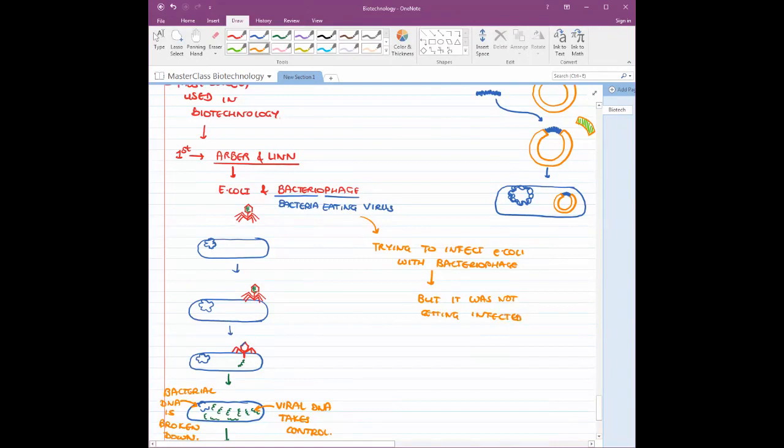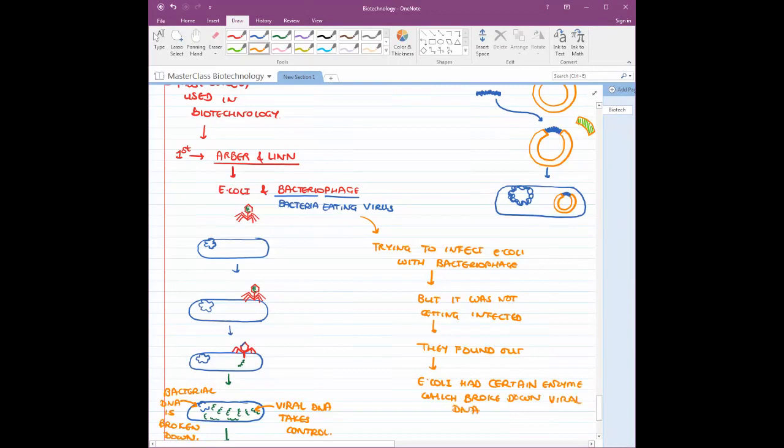So they were thinking, oh my God, there is some problem with the E. coli. Why is it not being infected? Because throughout their entire experiments, it was happening with other E. coli varieties. So they said, okay, let's try to analyze this E. coli. They opened up this E. coli and found out that E. coli has an enzyme which broke down the viral DNA. So this was like a defense mechanism for E. coli.